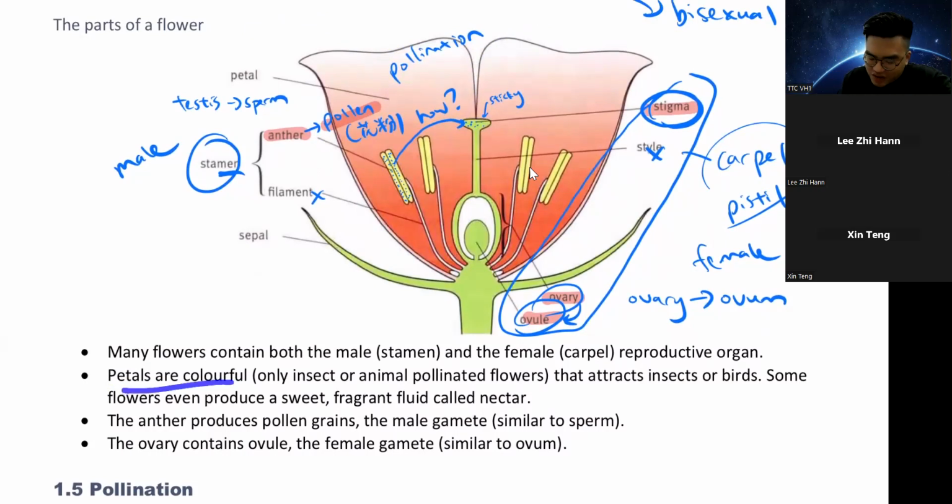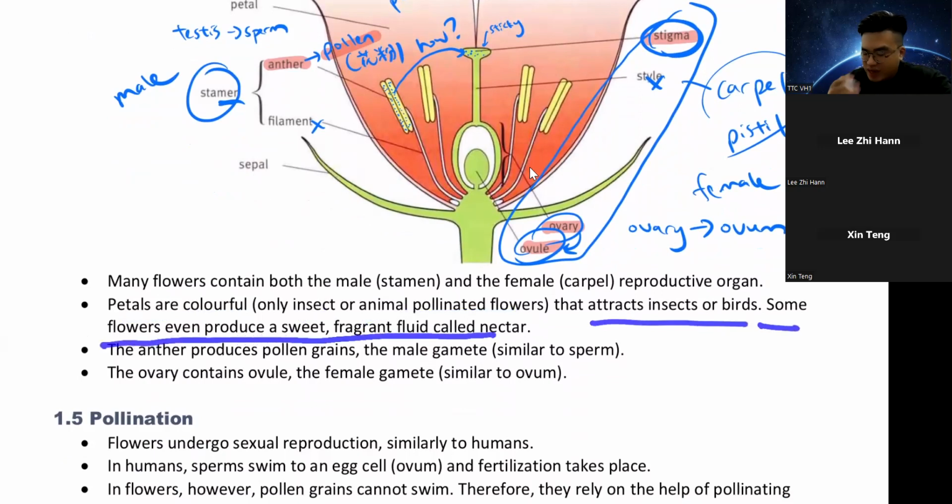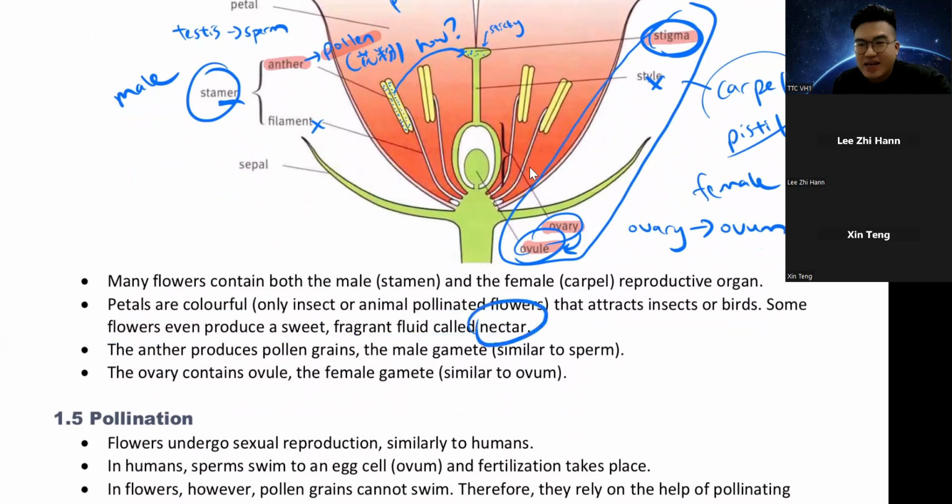So the petals are usually colorful. This is for insect or animal pollinated flowers. This is to attract insects or birds. Some flowers even produce a sweet fluid called nectar. What is nectar? Nectar is the huami. This thing will become honey.